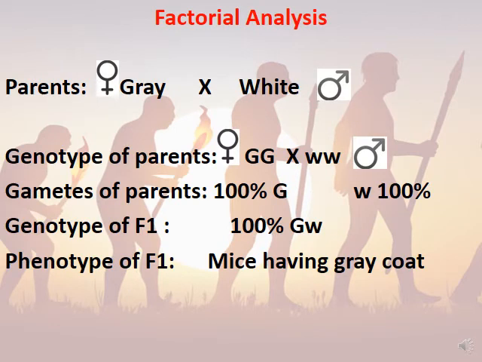Factorial analysis. Crossing the gray with the white, GG. Parents: you have to put first the phenotype of the parents. Then you move second to the genotype of the parents, GG crossed with WW, since the parents are pure. Number 3, the gametes: 100% G, and here 100% W. Number 4, genotype of F1: it gives 100% gray color, since the gray is dominant. And number 5, phenotype: mice will have gray coat.